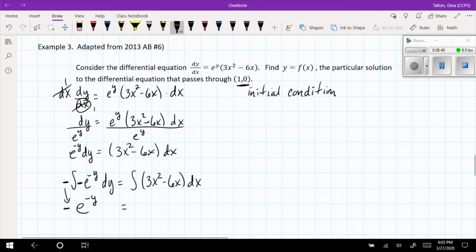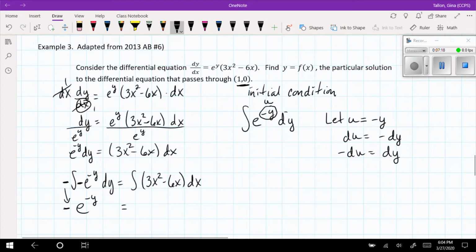So I am going to take the integral of e to the negative y with respect to y, which was my original equation, and I am going to do a U-substitution with this. Let u equal negative y. This exponent right here becomes my u. That means that du equals negative dy. But I don't have a negative dy, I just have dy. So I'm going to divide both sides by -1, and I'm going to get negative du is equal to dy, which means this is negative du.